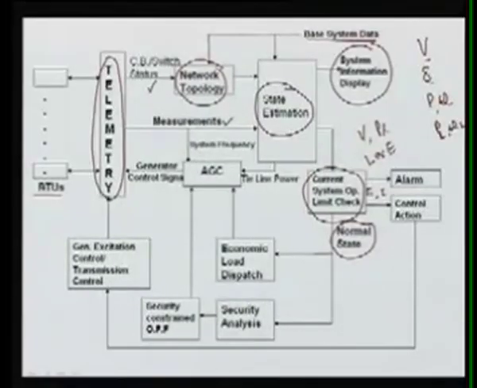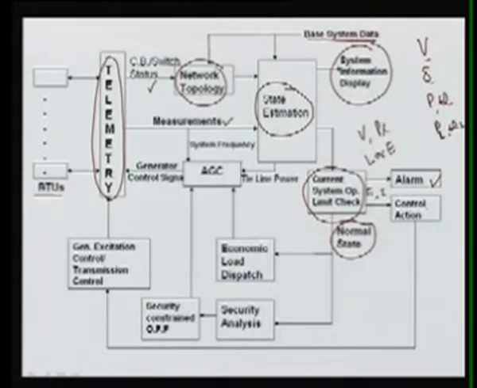So here, if it is a normal state, then we have to do other functions. If it is not in the normal state, then we have to give some alarm signal as well, so that the operators can be attentive and they can take the corrective or preventive measures. At the same time, the control actions can be applied at the various points which are required to move the system into the normal state of the power system.